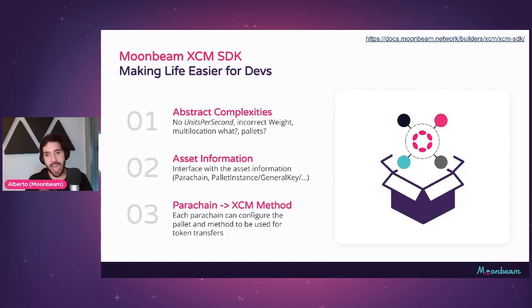The SDK has all the asset information like parachain, pallet instance, general key. It has endpoints baked in and some other information that basically allows you to deposit tokens to Moonbeam in a very straightforward way. And it's also coded in a way that any parachain can modify the configuration file so that they can add the information of their own pallet, methods, and weight, and so on. So the idea is that the developer doesn't have to worry about that, but other parachain members or Moonbeam can just configure the configuration file.